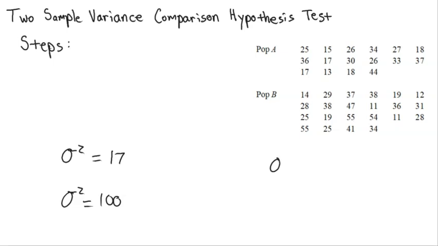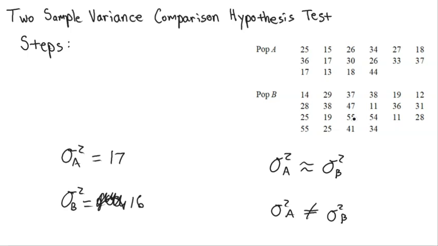are their variances similar? Is the variance of population A kind of the same as the variance of population B? Or is the variance of population A very different than the variance of population B? Like if the variance of population A is 17 and the variance of population B is 100, that's very different, okay? But what if the variance of population B was like 16? Well, 17 and 16, they're kind of close, aren't they?